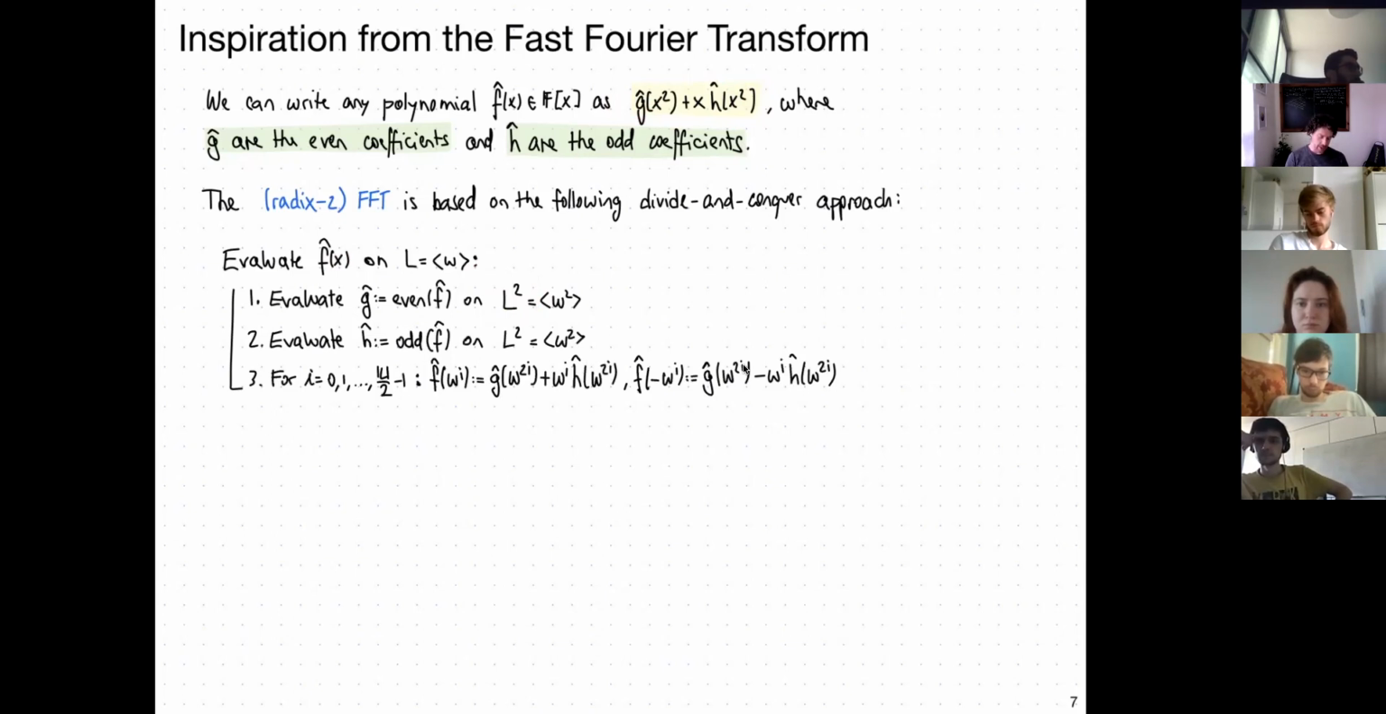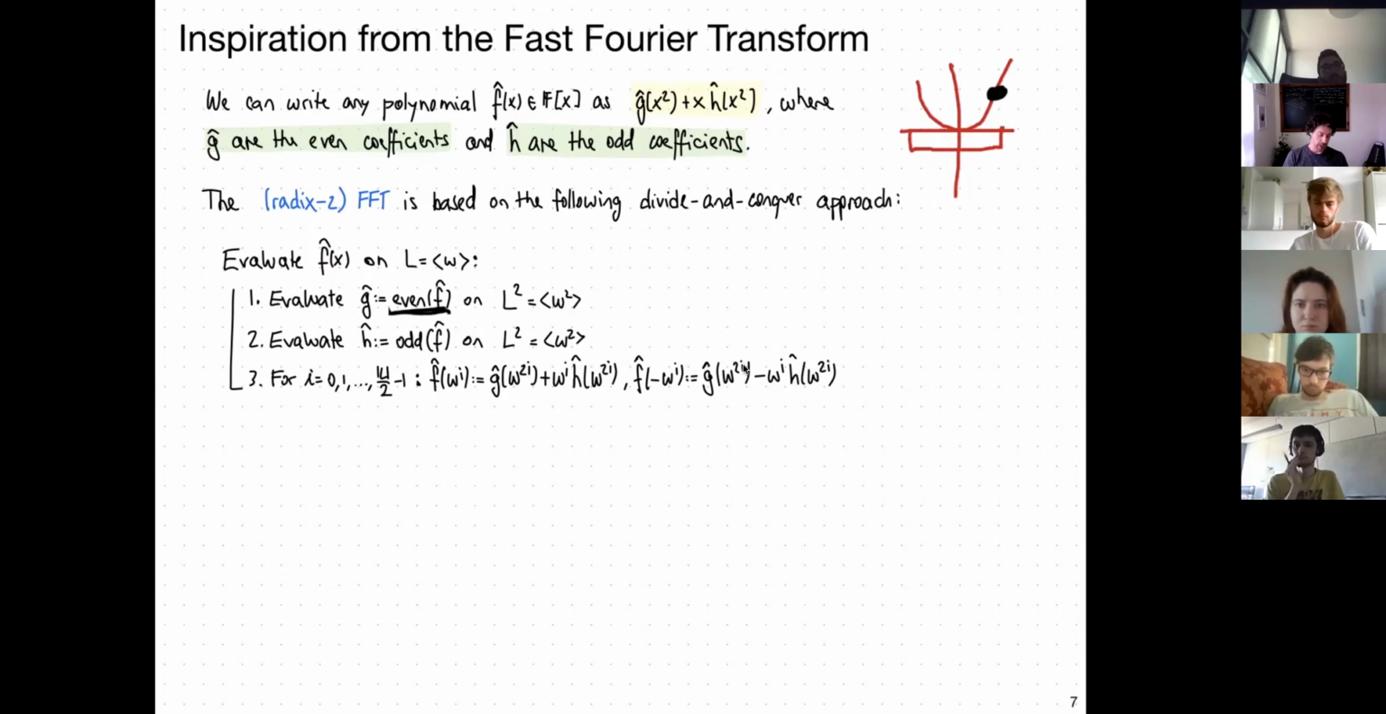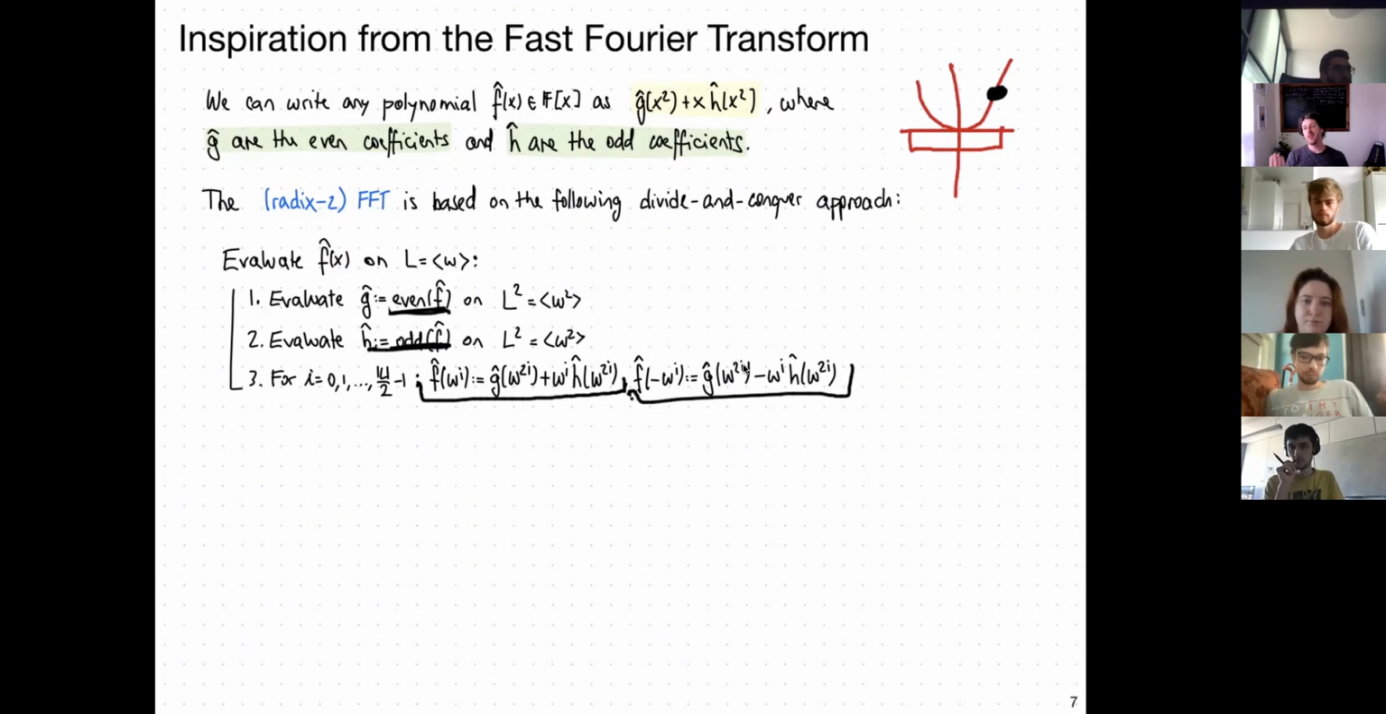And why is that nice? Because if you think about x squared and you want to evaluate it over some domain, then if you know the value at x, because it's squared, you also know the value at minus x. So what you do, and this is what's happening here, is that you evaluate the even part only on points of the form x squared, and you do the same for the odd part. Then one time you compute the value of the function with respect to w, and the other time you use the same values that you computed before to compute also the value at minus w.